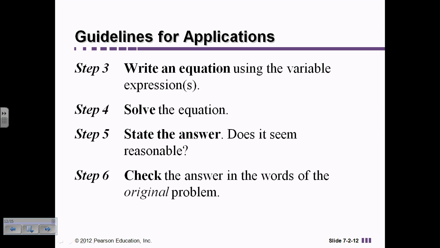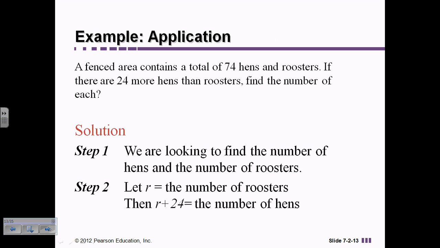And write the equation down using the variables that you've got. Solve that equation. And then step 5 is very, very important. Does it make sense? If you've got 50 and 60 for your numbers and you end up with 5,000 for your answer, you might want to ask yourself, does that answer make sense? Is it reasonable, or did I do something wrong? And then check the answer in terms of the original problem to make sure it all works.